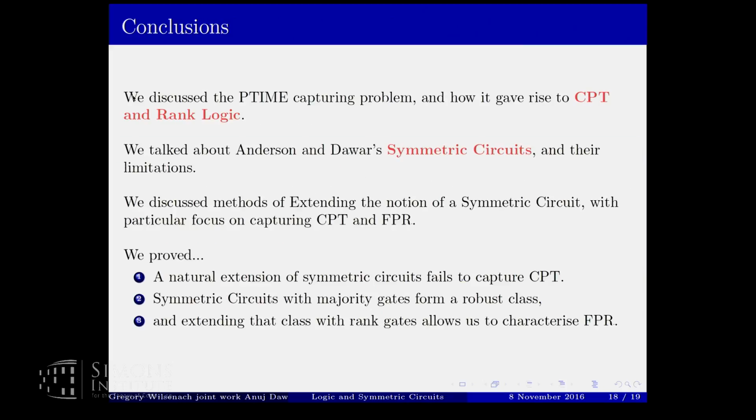So let me just quickly conclude and sum up what I talked about. We have this problem of P-time, and from this problem of capturing polynomial time, we end up with two really interesting logics to study, CPT and rank logic. Anderson and Dawar attempted to study these logics, in particular CPT, and ended up developing this notion of a symmetric circuit, but it fell short of capturing CPT. We studied methods of trying to extend rank logic, and ended up showing that some natural extensions which we thought might capture CPT failed, but that there's an extension of symmetric circuits which does capture fixed point with rank, which we think is quite interesting.